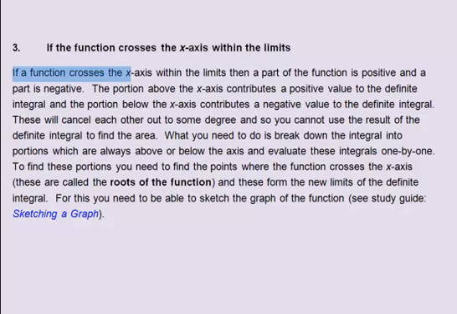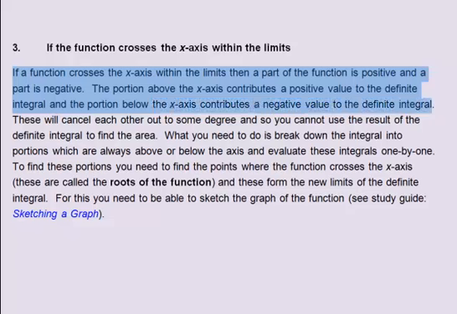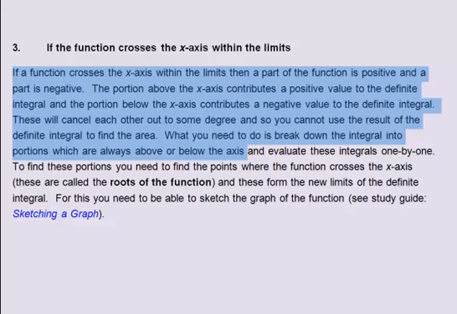Case 3. If the function crosses the x-axis within the limits, then a part of the function is positive and a part is negative. The portion above the x-axis contributes a positive value to the definite integral, and the portion below the x-axis contributes a negative value to the definite integral. These will cancel each other out to some degree, and so you cannot use the result of the definite integral to find the area. What you need to do is to break down the integral into portions which are always above or below the axis, and evaluate these integrals one by one.